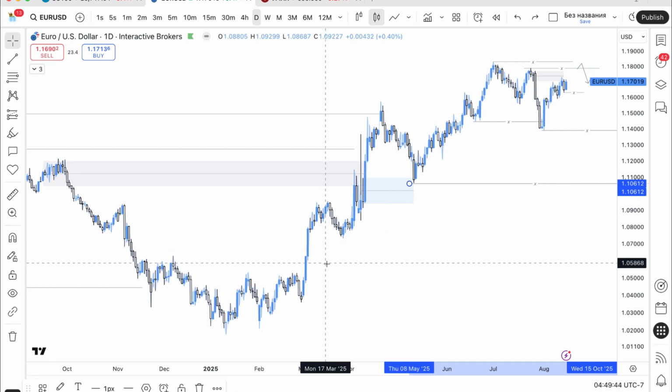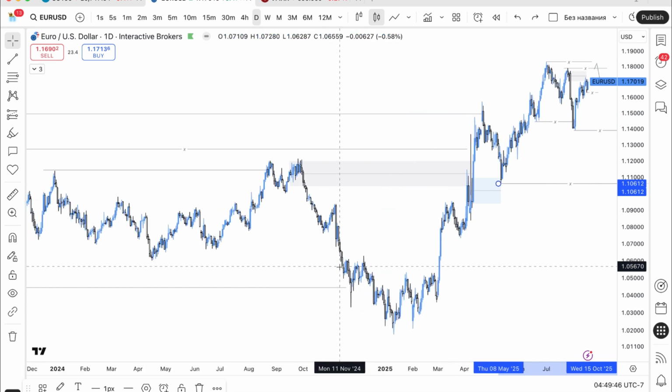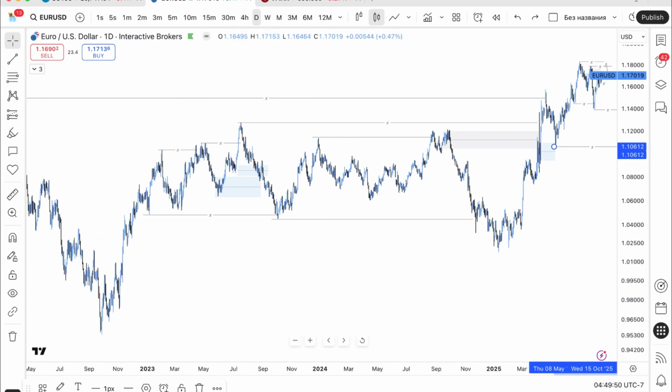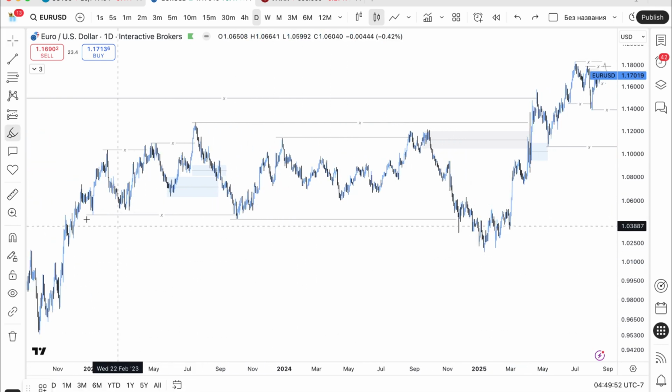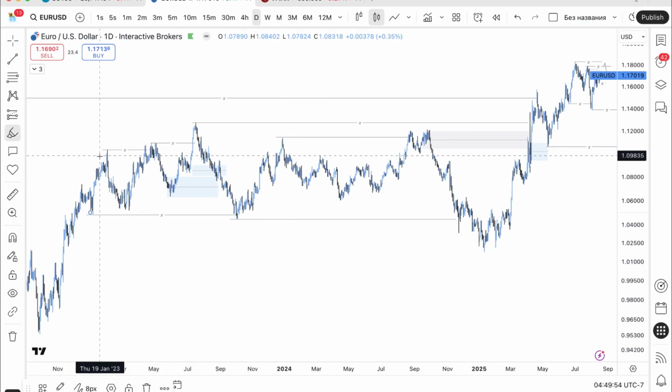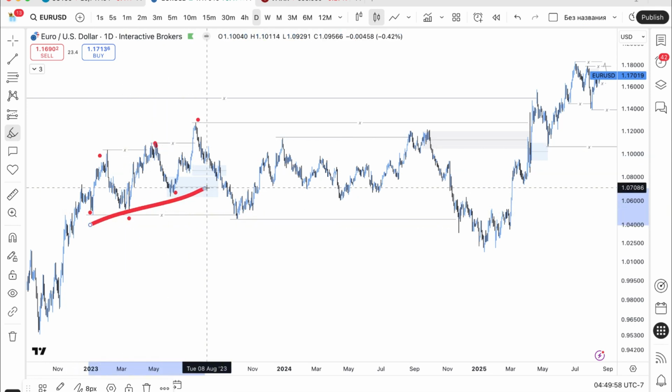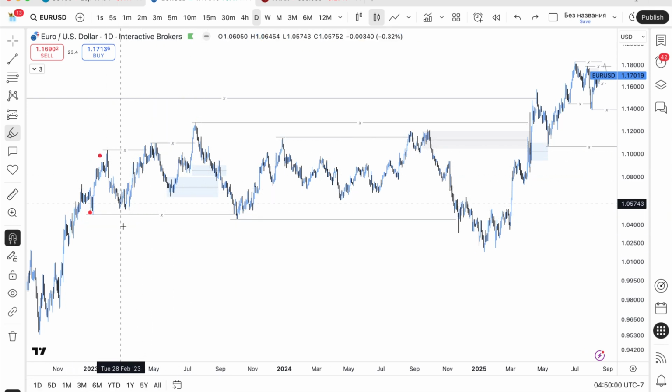I'm not trying to show you how to enter and all this stuff, but I'm trying to merely show you the power of the external liquidity, that this is how the markets work. Look over here. We have a low, a high, a low, and a high. So this is order flow. This is liquidity. That means every high and every low is liquidity.